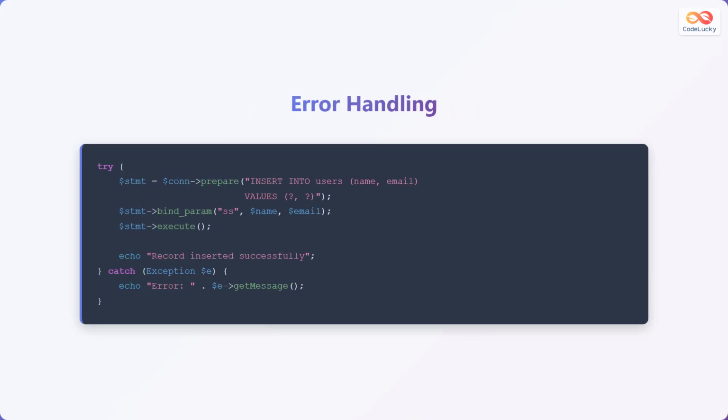It's crucial to implement error handling when performing database operations. Use a try-catch block to catch any exceptions that may occur during the insertion process. Within the try block, attempt to execute the insert statement. If an exception is thrown, the code within the catch block will be executed, allowing you to display an error message or log the error for further investigation.